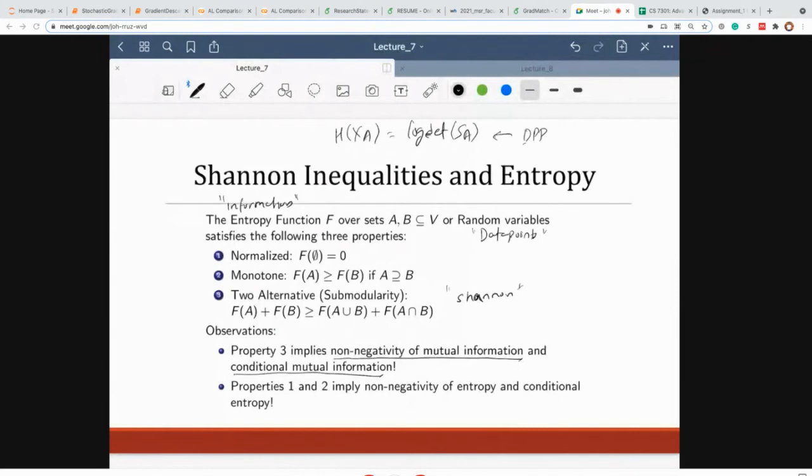Anyway, this log determinant function is non-monotone. So there are cases even in information theory where entropy is not necessarily monotone or positive, but that is more for continuous random variables. If you have discrete random variables, then the entropy will always satisfy all these three properties. Any questions on this so far?